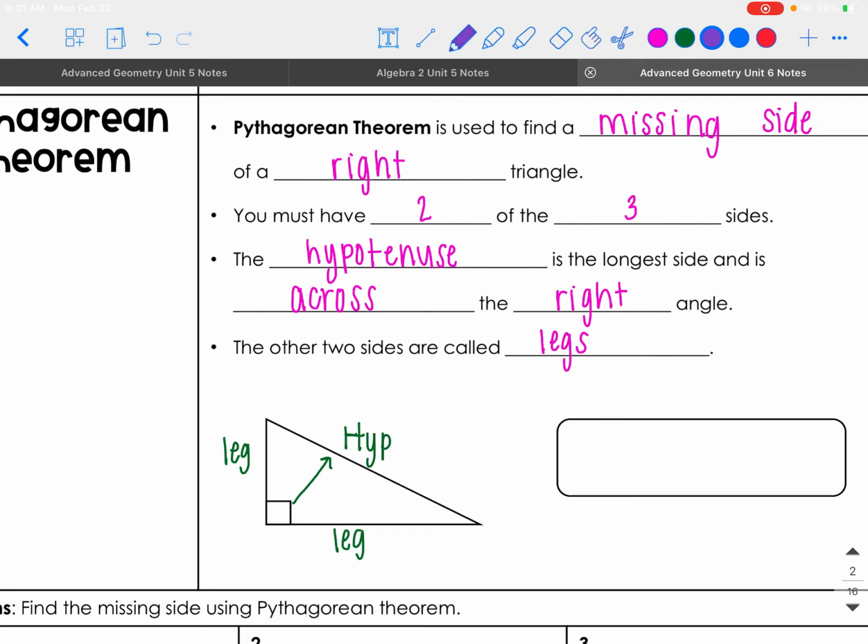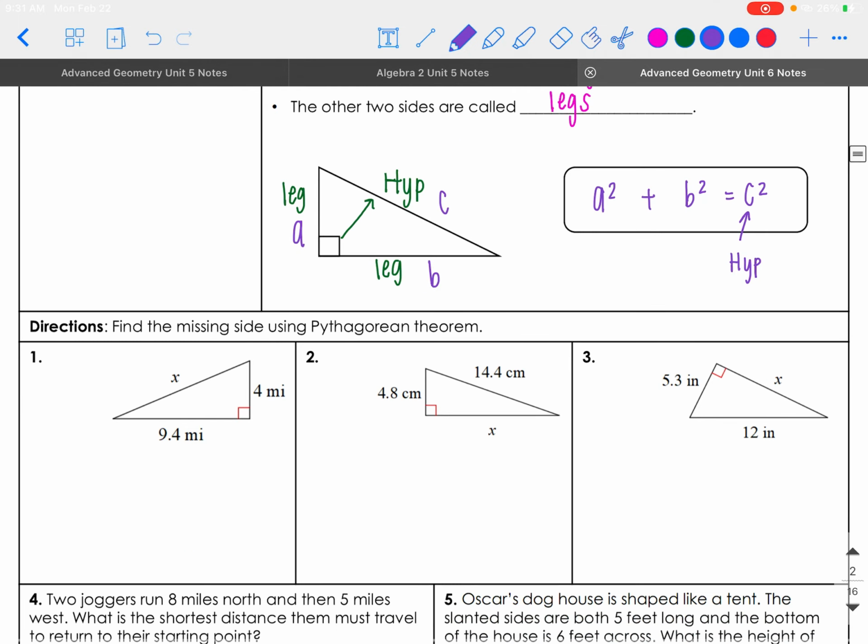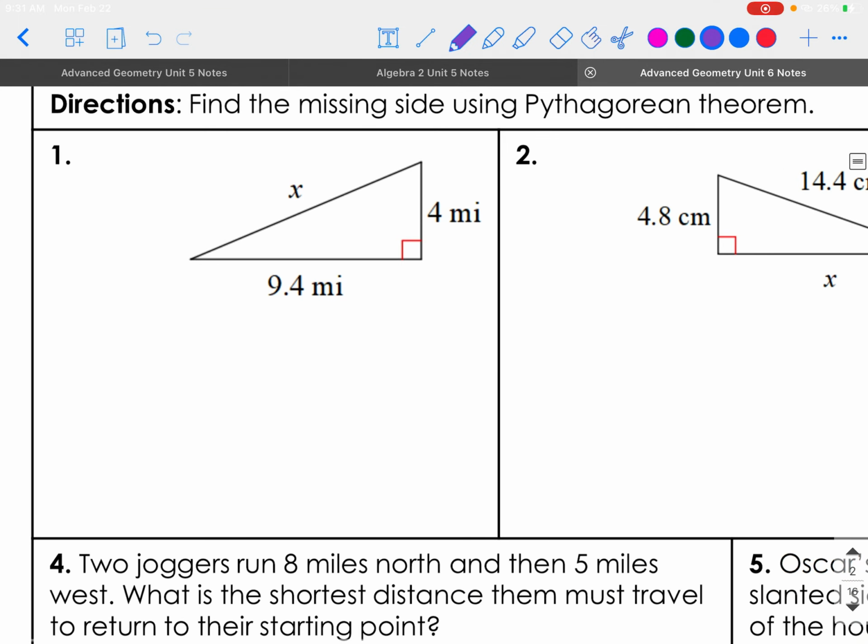Now, the formula for the Pythagorean theorem is a squared plus b squared equals c squared, and c has to be your hypotenuse. So my hypotenuse is c. The other 2, a and b, you can interchange them. It doesn't matter as long as your hypotenuse is the c. So let's do some examples. It's important to label your A, B, and C when you start. So I always like to put a C where my hypotenuse is, and then your A and B.